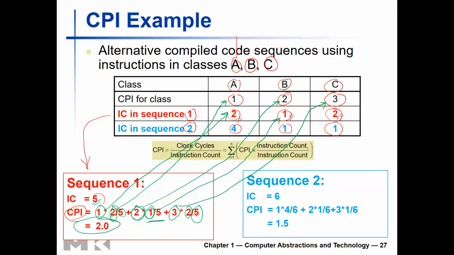Similarly, program 2 will do the same thing. For class A, I have 4 of the 6 instructions. For class B, I have 1 of the 6 instructions, and for class C, I have 1 of the 6 instructions, and I can compute the average CPI.